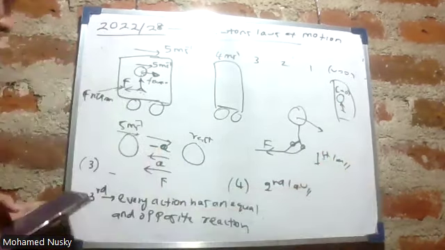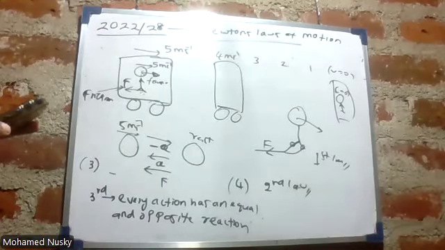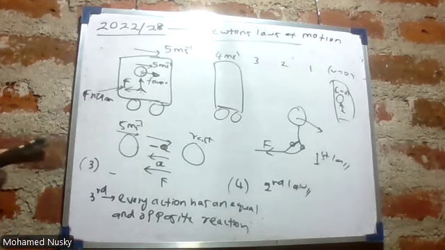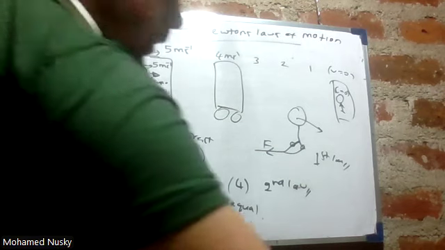So what is this Newton's first law? Until an unbalanced force is applied, an object at rest remains at rest, and an object in motion will move with a uniform velocity. So this is Newton's first law. So the answer is answer number 1.